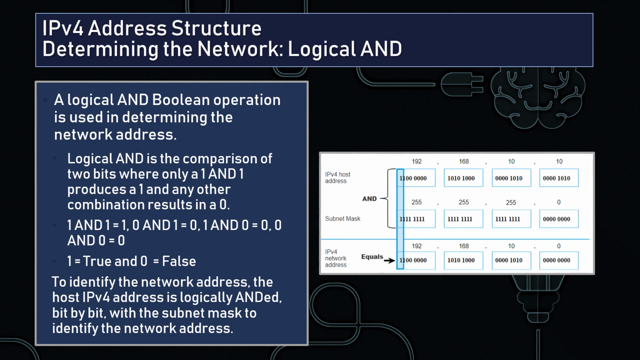Here we see the logical operation that I was just talking about for ANDing. When we have a 1 and a 1, that brings us a 1. Anything else brings us a 0. And this preserves only the network portion that lines up with the subnet mask.